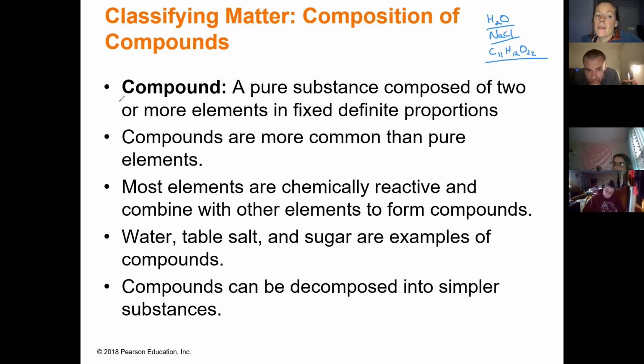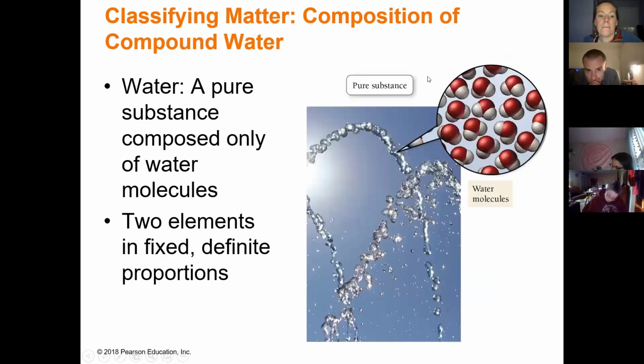Compounds are a little bit different than elements in that I could technically break a compound down into simpler things. I could take these compounds and break them down into elements, right? So I could take water and break it down into hydrogen and oxygen. It has the capacity to break down into something simpler. So here we've got a pure substance of water molecules, 2 elements in fixed definite proportions. Doesn't matter how big the sample is, whether it's 1 water molecule or a bathtub full of water molecules, it will always have this 2-to-1 hydrogen to oxygen ratio. That's what gives water its properties.